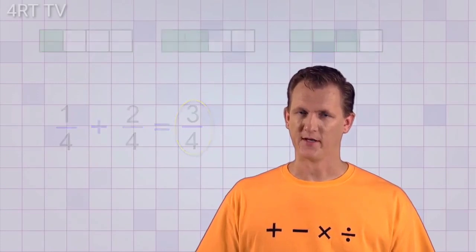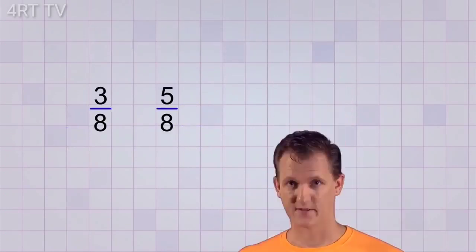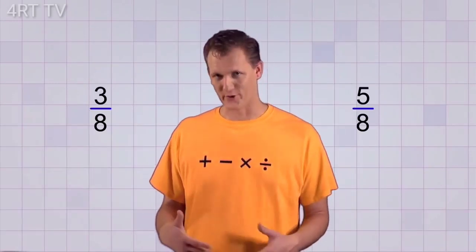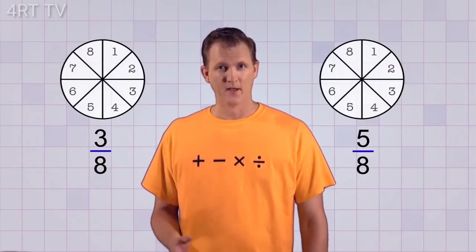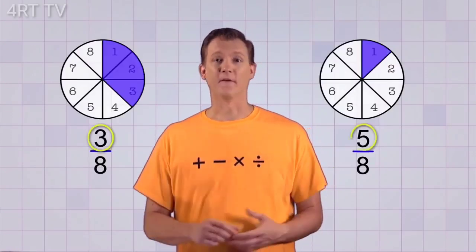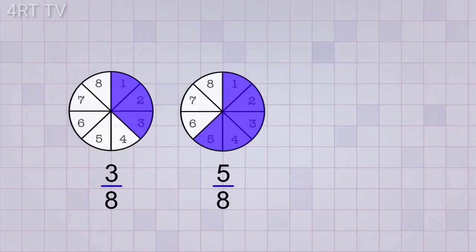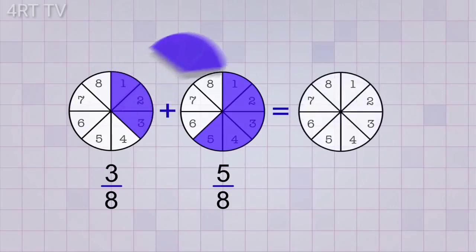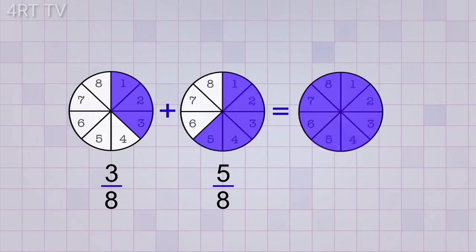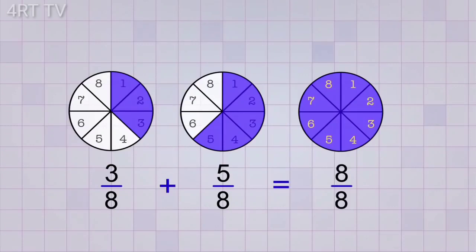Let's try another one. Let's add 3/8 to 5/8. Now we can use any shape we want, so I'm going to use a circle this time. So we have 3 out of 8 here and 5 out of 8 here. Just like our last problem, we can add these by combining the parts. So let's put these 3 over here with these 5, and well, what do you know? That fills up all 8 sections. So 3/8 plus 5/8 equals 8/8, or one whole circle.